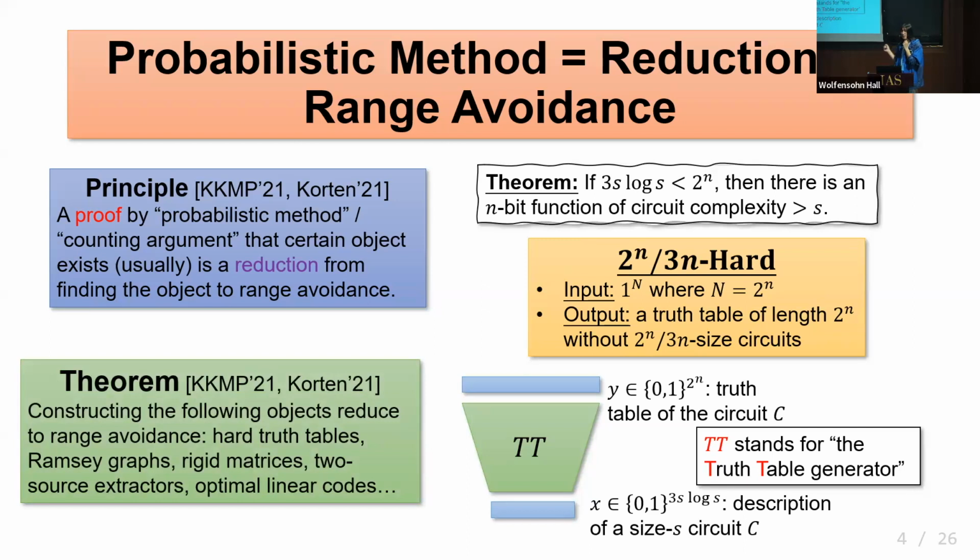So using this principle, the papers by Kleinberg et al. and Oliver Korten translated the probabilistic proofs for a lot of important objects into reductions to range avoidance. This is a list of objects, and maybe you will recognize many of them.